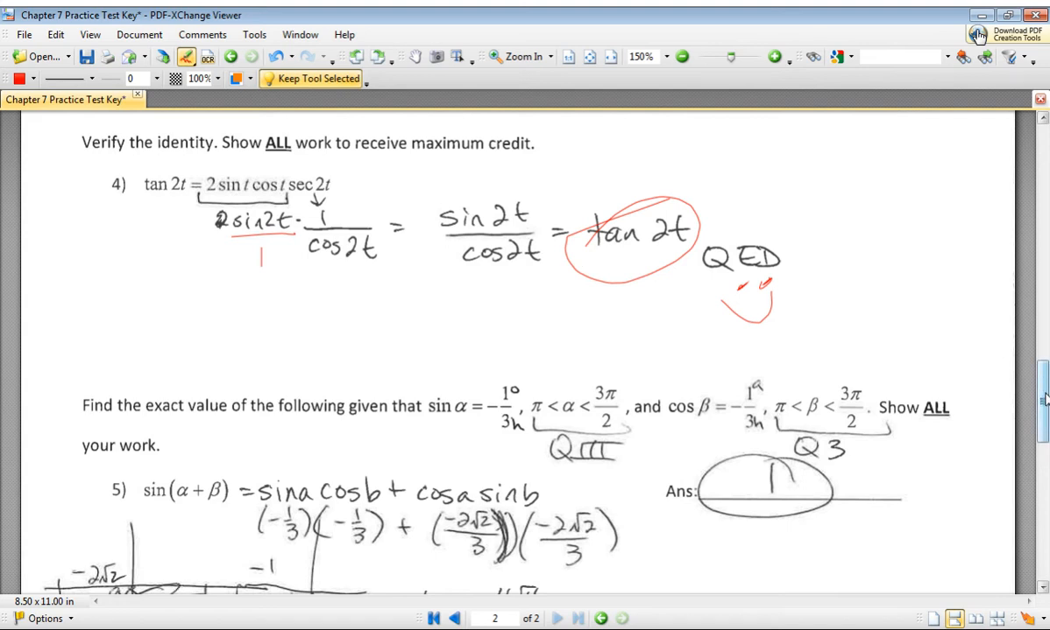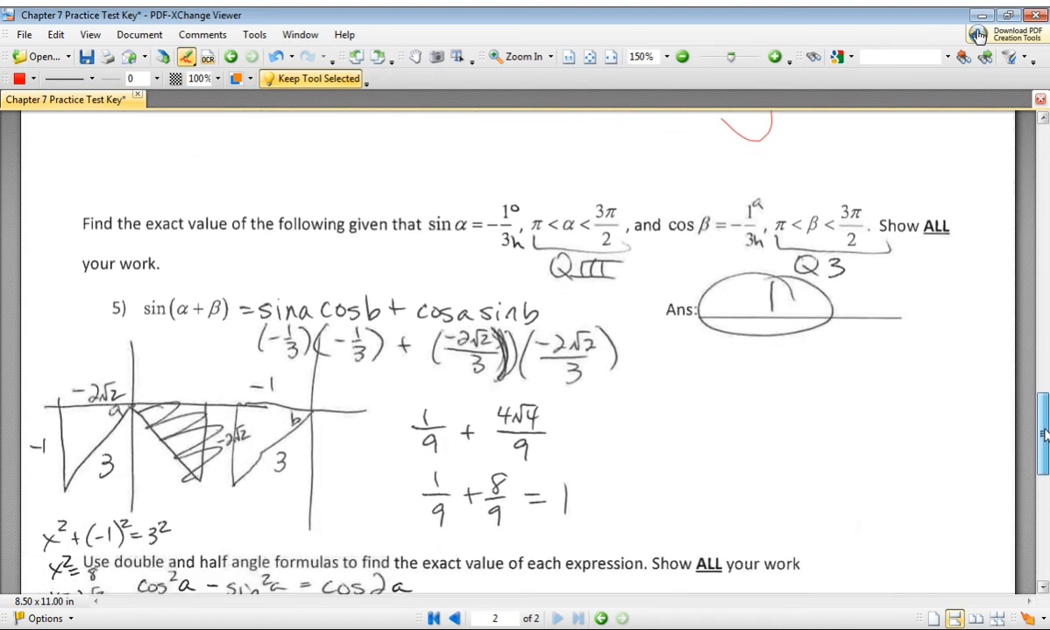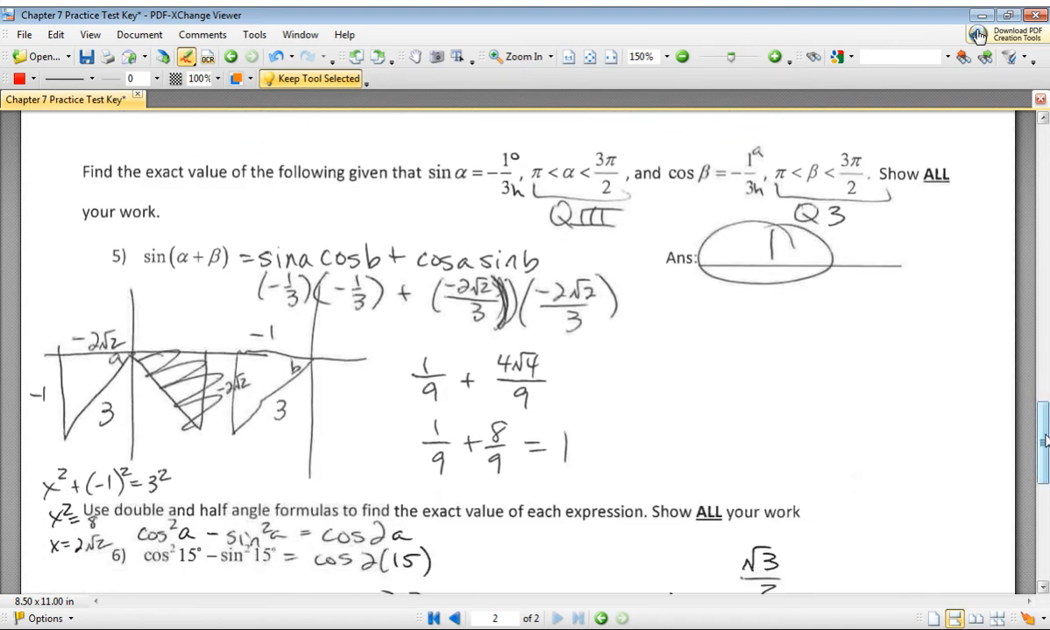Then it gets a little bit harder. Find the exact value of the following given. And in your head, you should say, oh, they want me to draw a triangle. So sine alpha, whatever you want to call it, sine is opposite over hypotenuse. And it says it's between pi and 3 pi over 2. Well, if you don't like that, you know that pi is 180 and 3 pi over 2 is 270. They're really just telling you what quadrant we're in. So we're in quadrant 3.